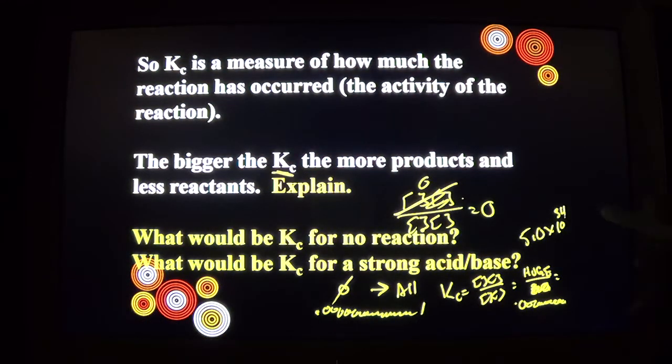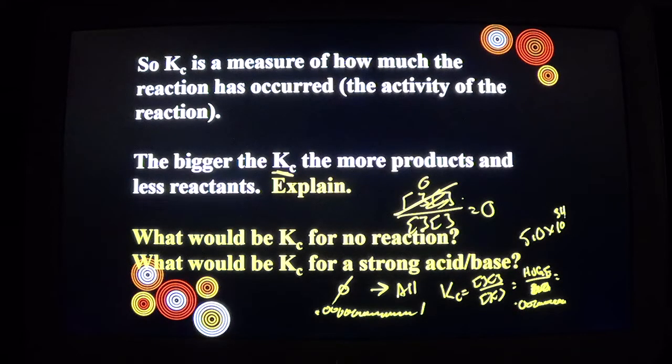Check out the size of that exponent. Positive 34, meaning there are 33 zeros after that 0. That's a huge number. It is absolutely, totally, completely possible to have a Kc value in the millions, billions, trillions, even beyond. That would tell us lots and lots of products and very little reactants are left over.